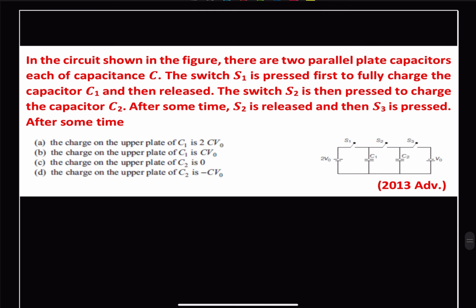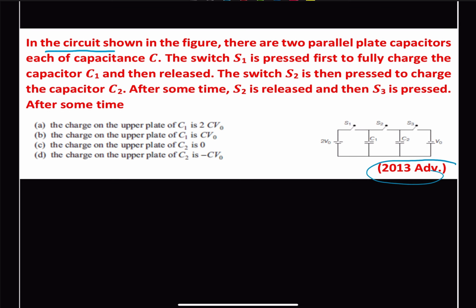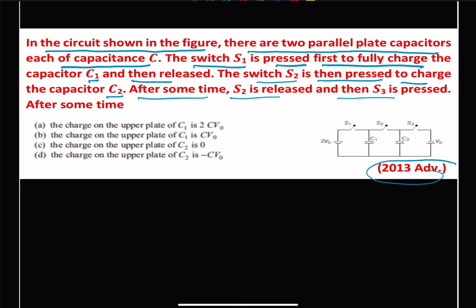It was asked in the 2013 Advanced, and it states that in the circuit shown in the figure, there are two parallel plate capacitors, each of capacitance C. The switch S1 is pressed first to fully charge the capacitor C1 and then released. Switch S2 is then pressed to charge capacitor C2. After some time, S2 is released and then S3 is pressed. So after some time, we are going to find out what will be the charge on C1 and C2 respectively, specifically the upper plates.